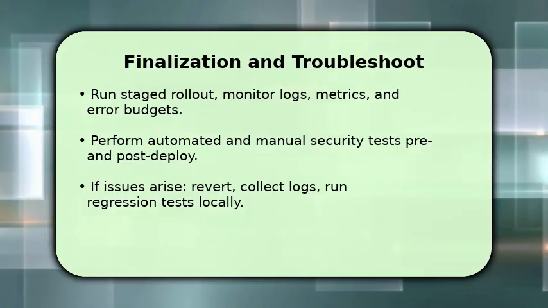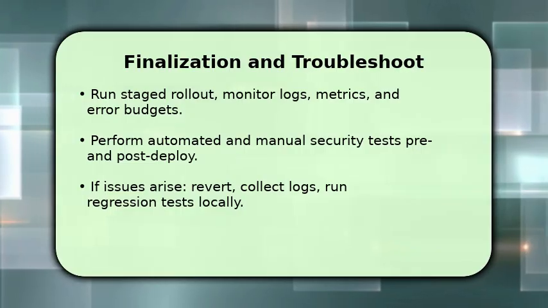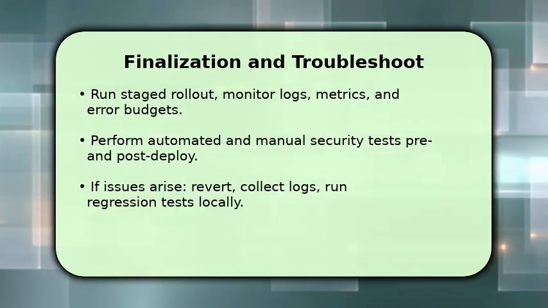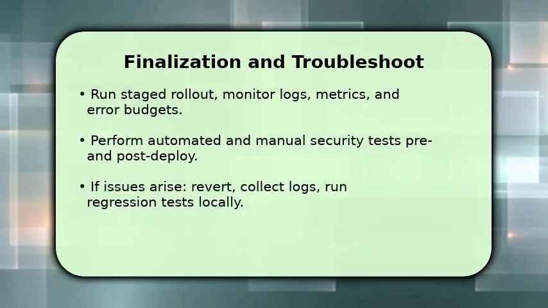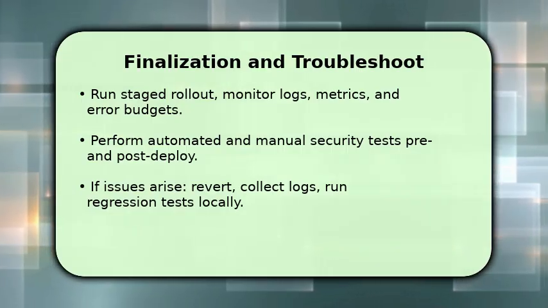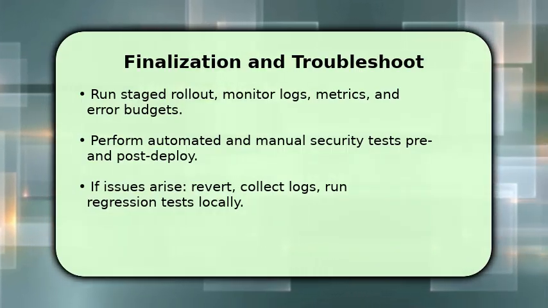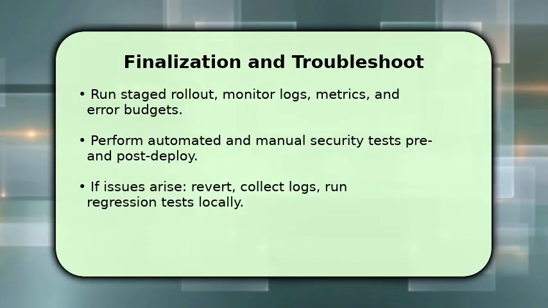If something goes wrong, revert the staged release, collect relevant logs and traces, and run the failing scenario in a local reproducible environment for regression tests. This lets you fix the root cause without causing further user impact.